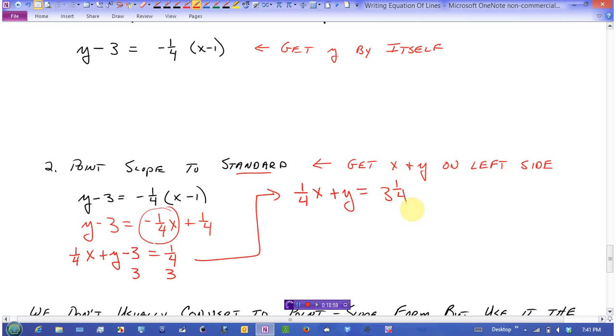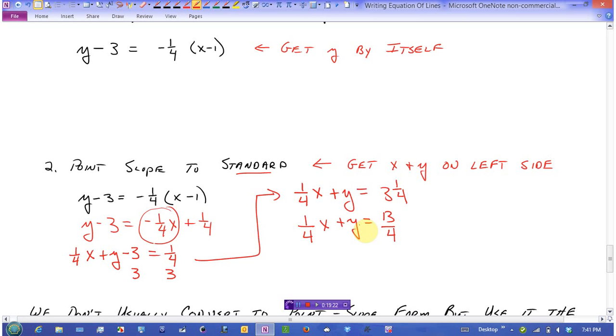Now for this problem, I'm going to want to have everything in improper fraction form, or I want this mixed number to be an improper fraction, so I'm actually going to rewrite it as 1/4 x plus y is equal to 13/4. Now we learned a skill earlier, and that was how do I get rid of denominators as long as I have an equation.